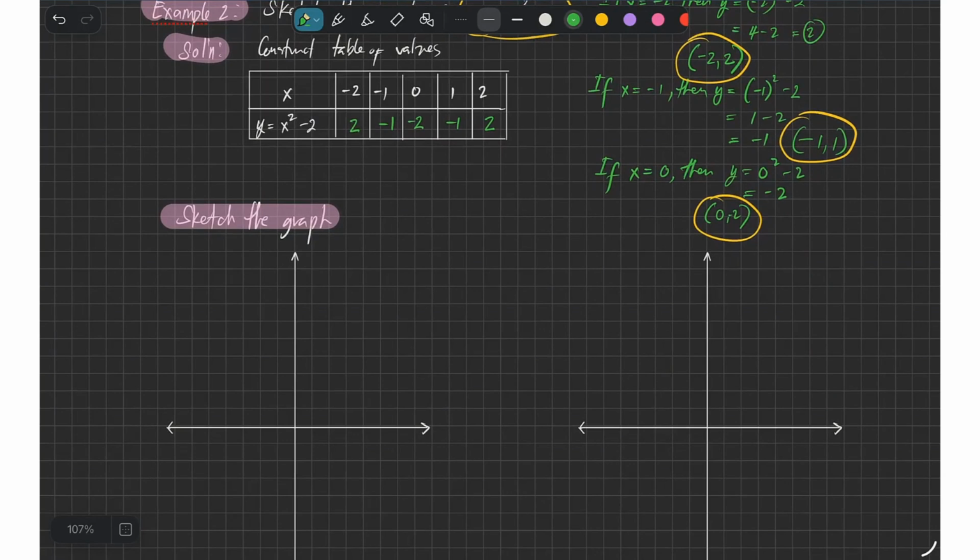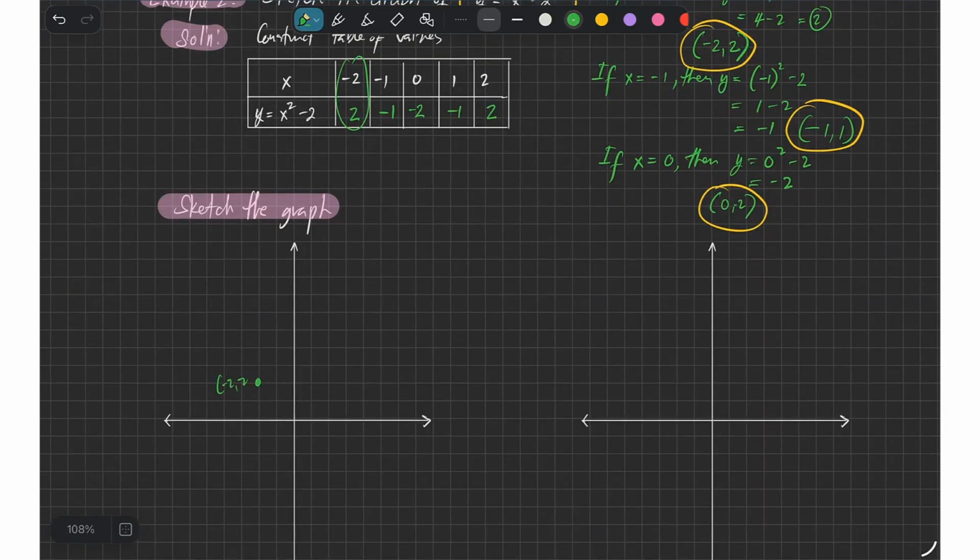So, unahin muna natin ito ang negative 2 and 2. Ano po yan? Negative 2 ang x at 2. Dito po. Negative 2 and 2. Okay. The next one is negative 1, negative 1. Okay, negative 1, negative 1. So, dito po yun. Negative 1, negative 1.